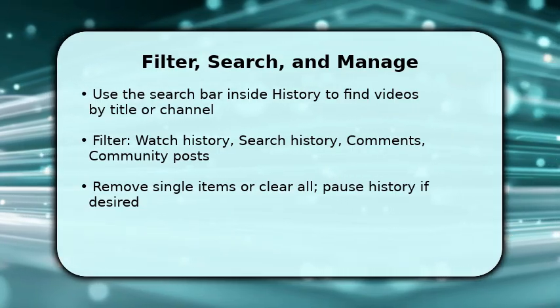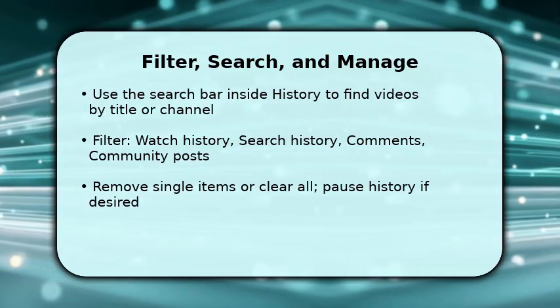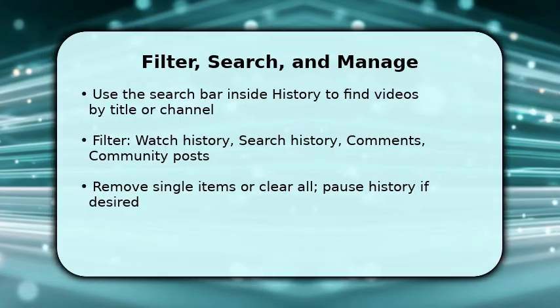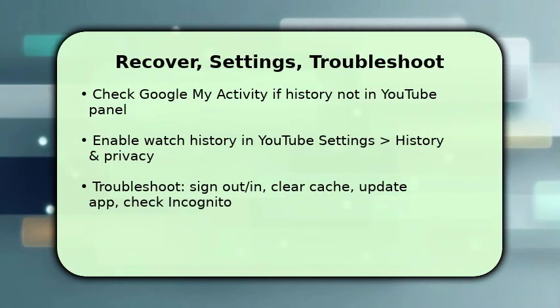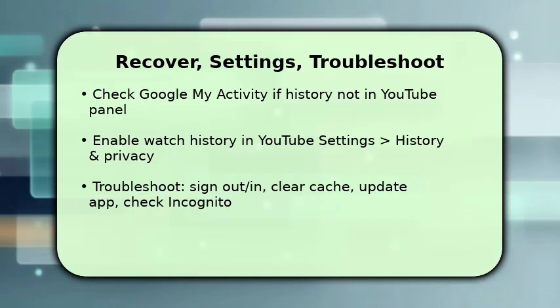If you want to stop future logging, pause Watch History. That prevents new entries from appearing. To finish, verify history settings. Open Settings History and Privacy and confirm watch and search history are enabled. Toggle as needed. If items are missing, check Google My Activity because some YouTube events sync there.